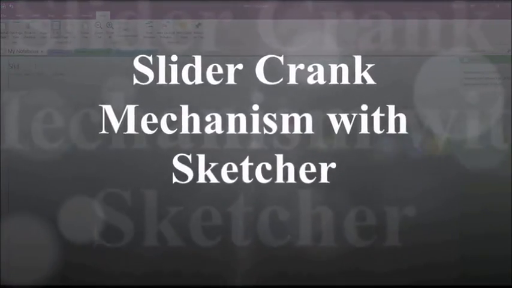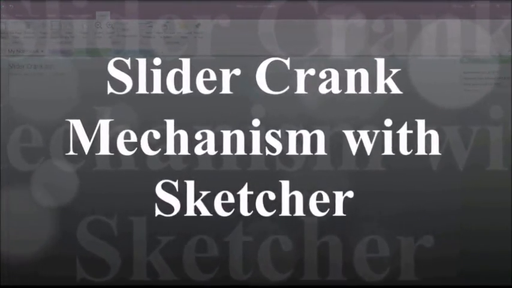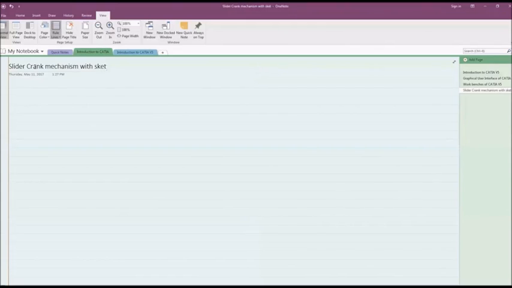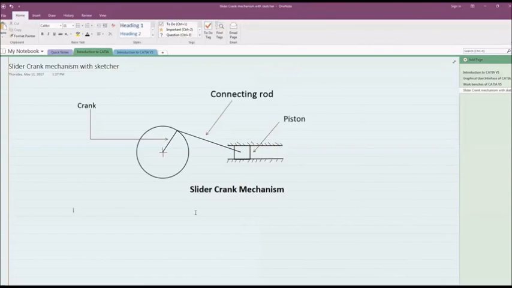Next is slider crank mechanism with a sketcher. In this segment we'll be sketching the slider crank mechanism with CATIA V5 with the sketcher workbench of CATIA V5. So here we have slider crank mechanism, in which we have crank, piston, connecting rod, slider crank mechanism as name. Now let's take a look at the definition of slider crank mechanism. This is a slider crank mechanism shown above, as you can see.